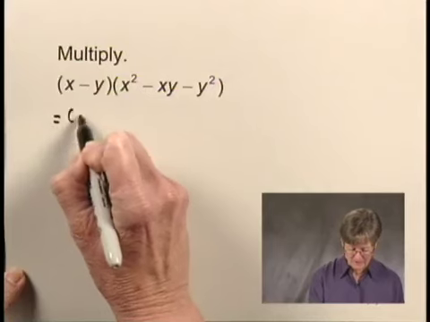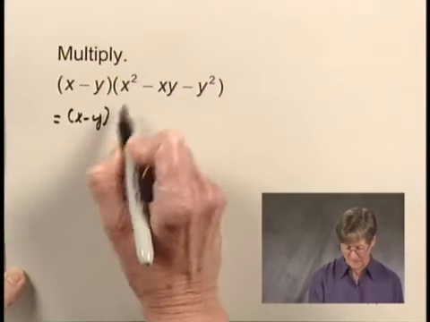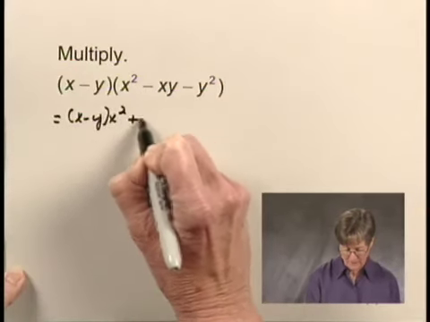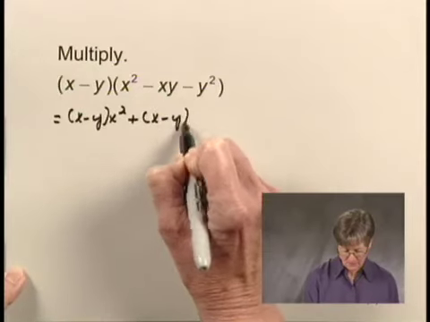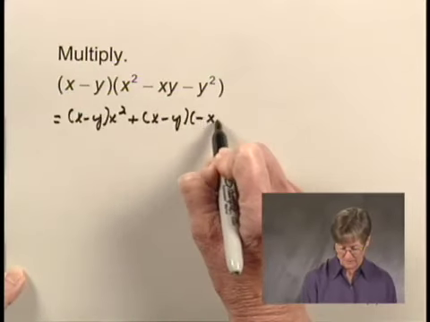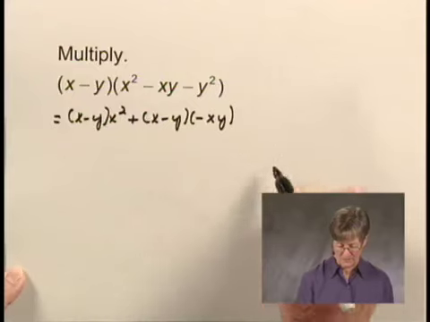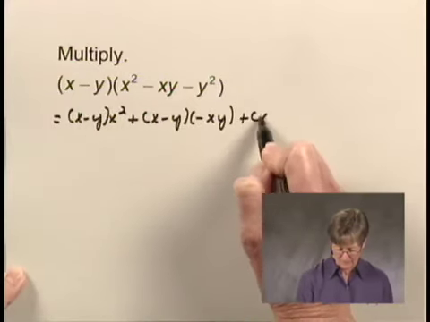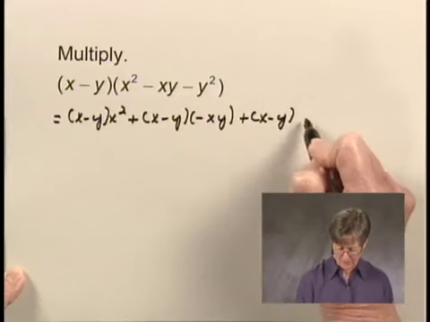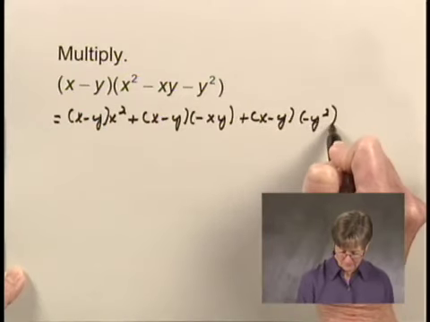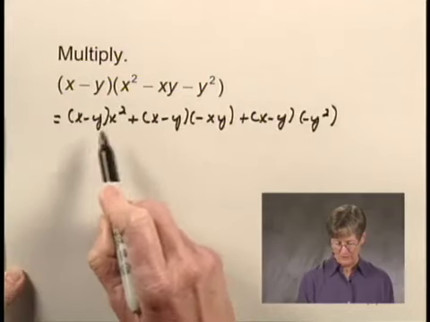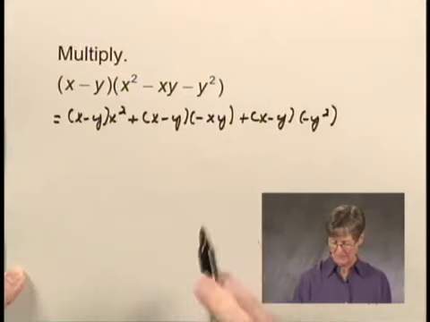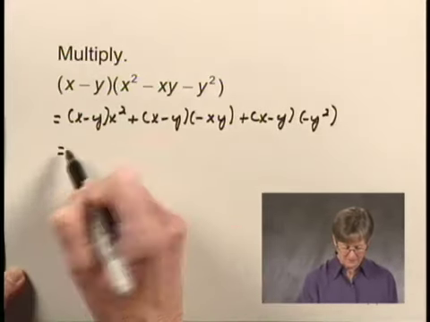So I'm going to have x minus y times this term, x squared, and then I'll have x minus y times the next term, which is negative 1 xy or negative xy. And finally, I will have x minus y times the third term. And now I'm going to use the distributive law again in each of these three products to simplify it a little further.